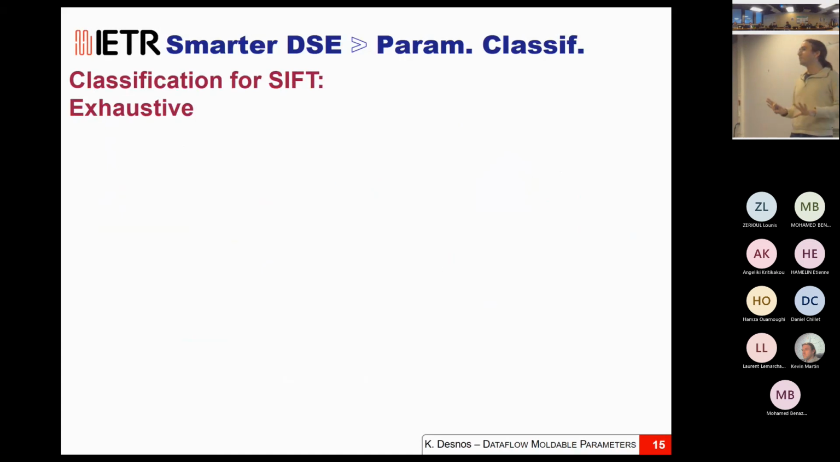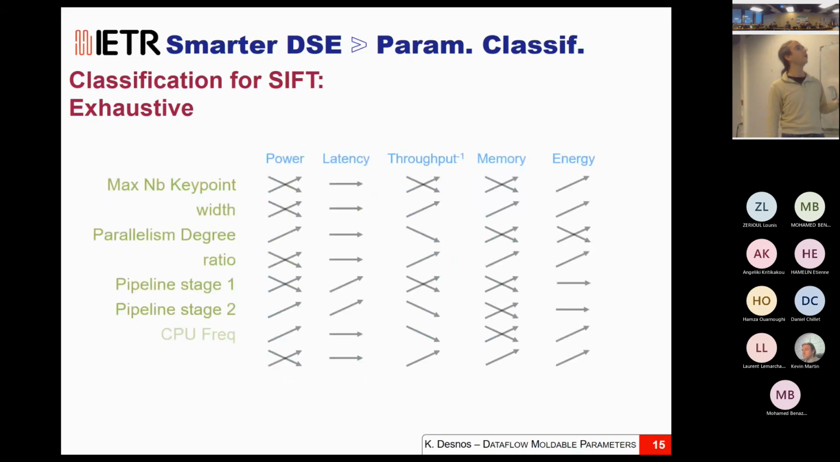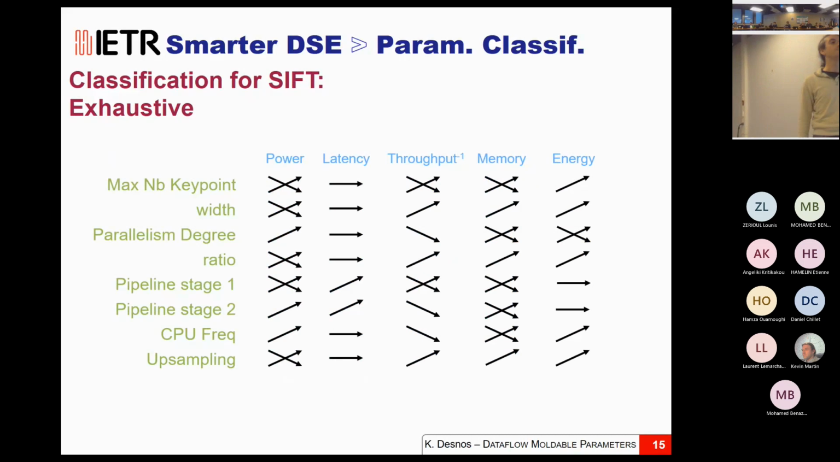So we didn't achieve it yet, but we have a first interesting result. If we do the classification of the impact of the parameters on the different metrics based on the exhaustive design space exploration, the good news is that we have some successful classification. Not all parameters are irrelevant.